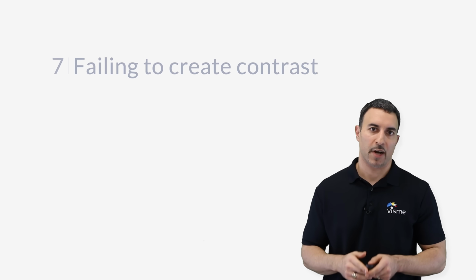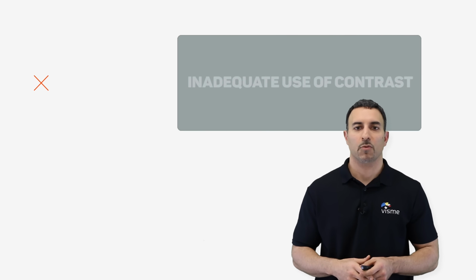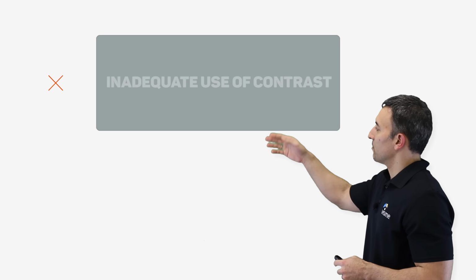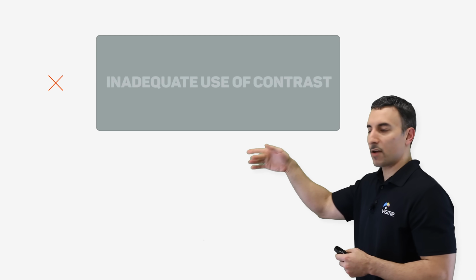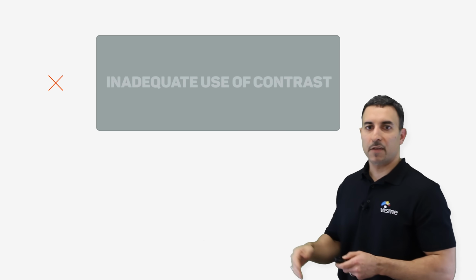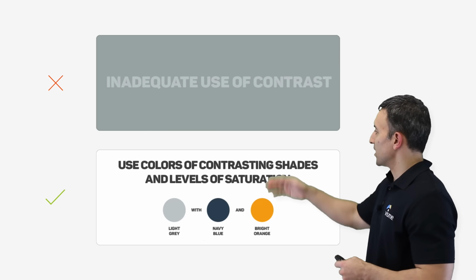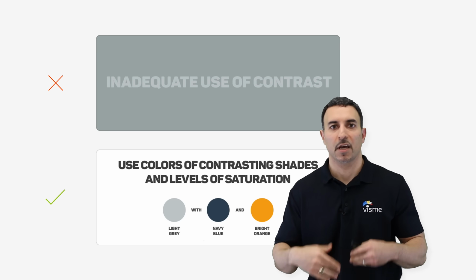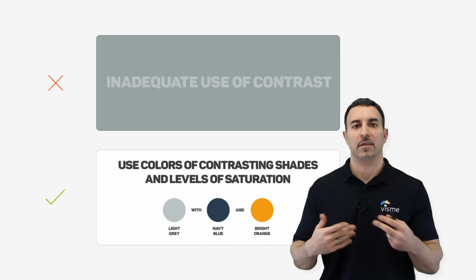Number 7 is failing to create contrast. So that's another element that you want to concentrate on. It's a mistake made often by non-designers. You have light text, your foreground over your background. And if you look at the example below, what's happening is you have a dark text over a white background, and so you have actually achieved a good balance of contrast.